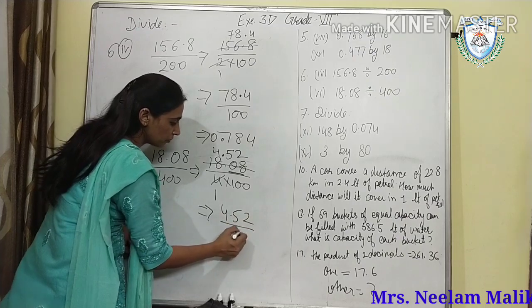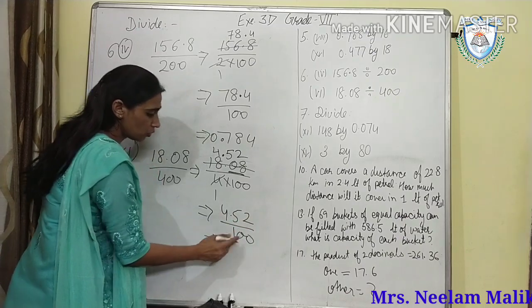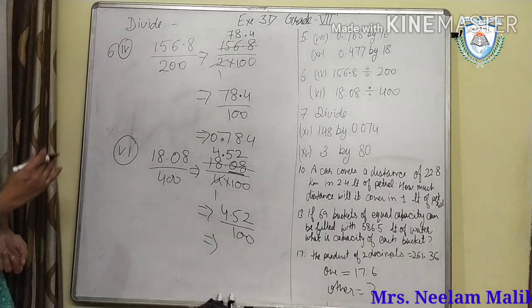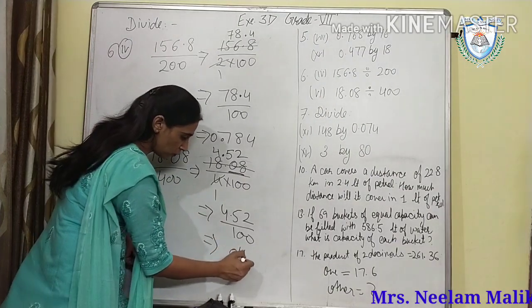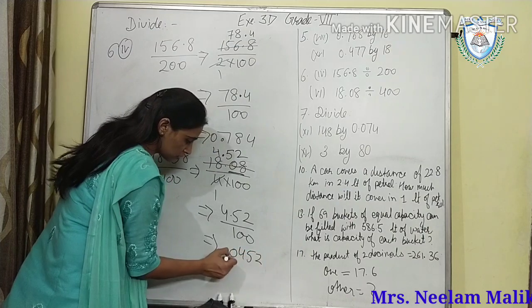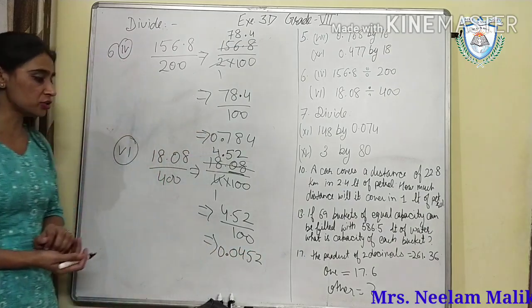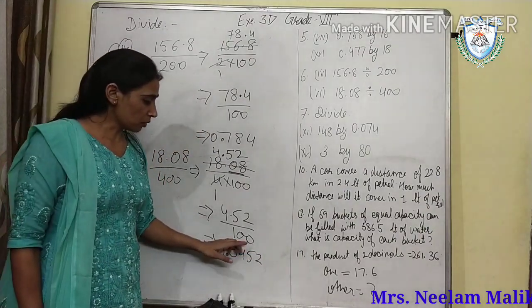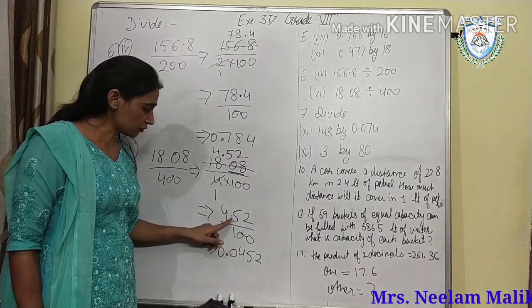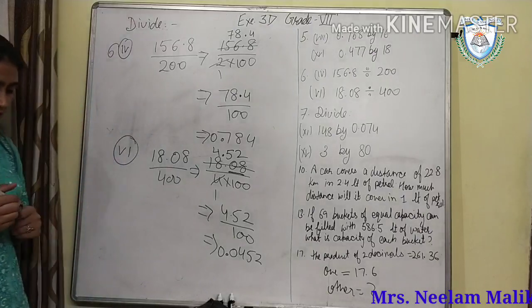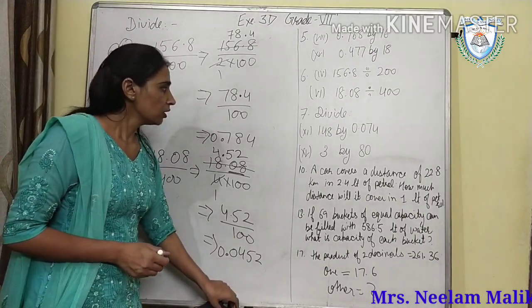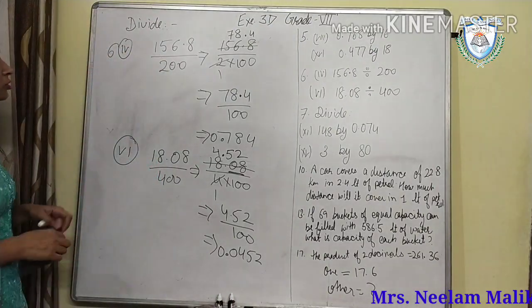So what we get here is 4.52 divided by 100. Now because we have to do division, the point will move to the left-hand side. Okay. So here will be 0.452, meaning 0.0452. How? Because the point will shift 2 places, so here and then here. So this is our answer. Now question number 7. In question number 7 we also have to do division.